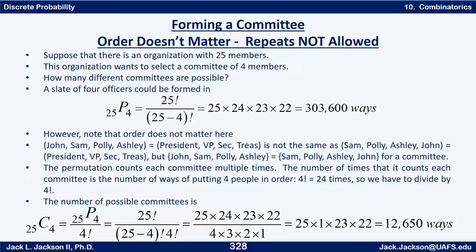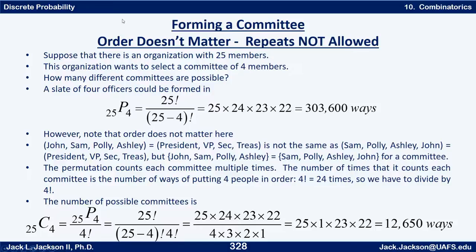For example, if we're doing officers, John, Sam, Polly, Ashley as president, vice president, secretary, treasurer in that order is different than Sam, Polly, Ashley, John as president, vice president, secretary, treasurer. But the set John, Sam, Polly, and Ashley is the same as the set Sam, Polly, Ashley, and John, which would be the same if you're choosing them for a committee. It really doesn't matter which one you choose first. They're either on the committee or they're not on the committee. So the permutation counts each committee multiple times.